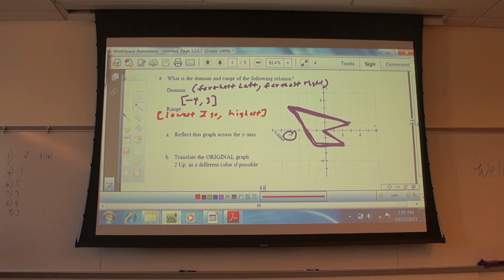So as I trace along here, what's the lowest I go? -2. Is everyone on board with that part? So as I trace along here, the lowest my pen ever goes is -2. What's the highest I ever go? Yep, right here is the highest point, so that's 3. So the lowest is -2, the highest is 3. I can equal them, so those will be square brackets.